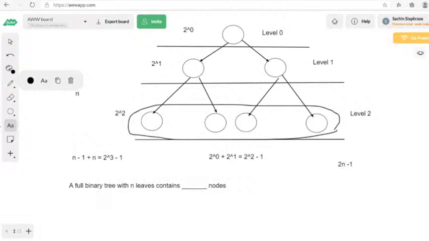So n leaf nodes plus n minus 1 other nodes, right? 8 and 7. If 8 is equal to n, then 7 will be equal to n minus 1. So for every example, if n leaf nodes are available, then the entire tree will have 2n minus 1 total nodes.